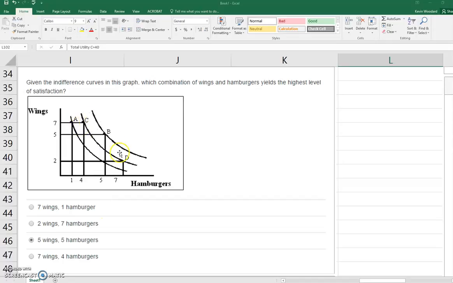Given these indifference curves in the graph, which combination of wings and hamburgers yields the highest level of satisfaction? Remember that each of these indifference curves is going to be giving us a different level of utility. So the one that's furthest to the right is going to give us the most amount of utility. That's going to be 5 wings and 5 hamburgers. So that's your answer there.